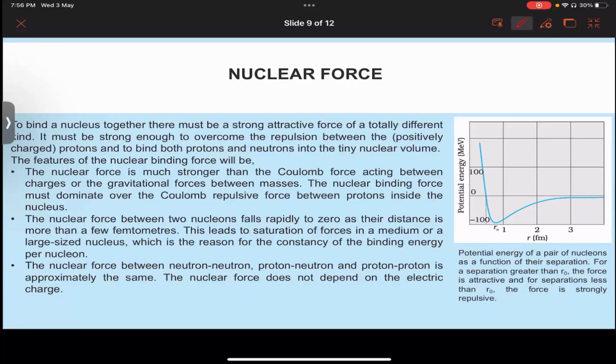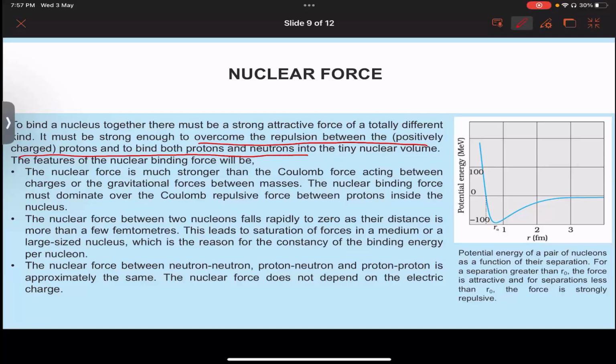Okay, so to keep the nucleus bound together, there needs to be an attractive force, okay, which needs to be strong enough. And this attractive force is actually different from the Coulomb force that we have seen, as well as the gravitational force that exists. So this needs to be very different, and it is strong enough to overcome the repulsion between the positively charged protons and to bind both protons and neutrons into that tiny volume that is there for the nucleus.